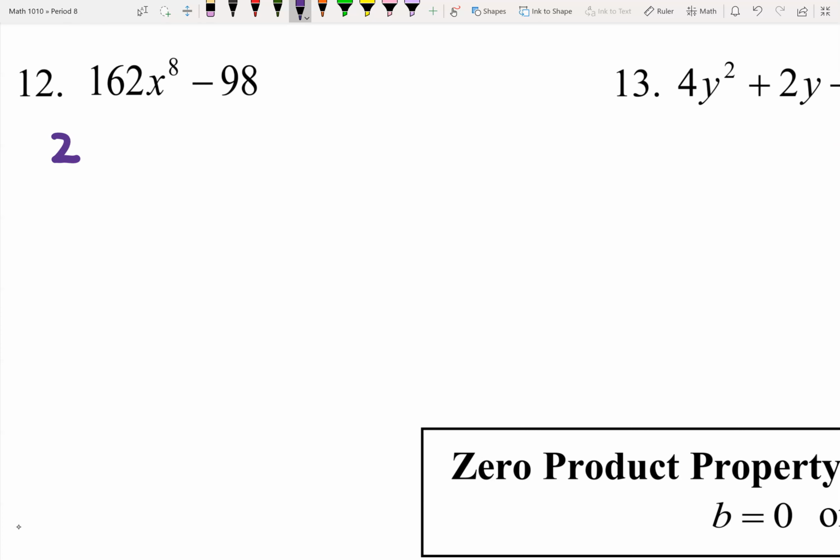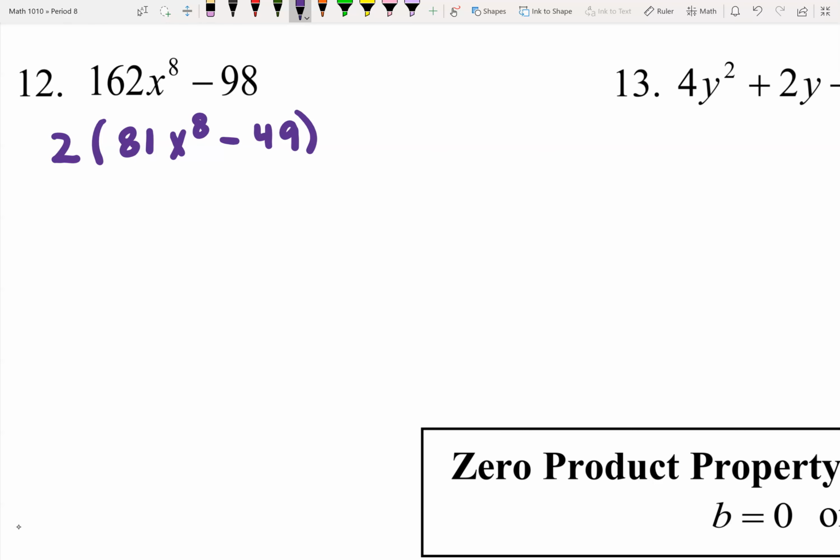Can I take out any x's? No. So 162 divided by 2 is 81, x to the 8th. 98 divided by 2 is 49. Now right there, I immediately am thinking 2 is the biggest. You know why? 81 and 49 are both perfect squares. So I'm thinking this is going to be a square.